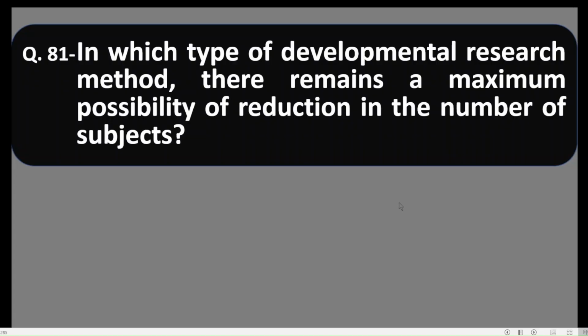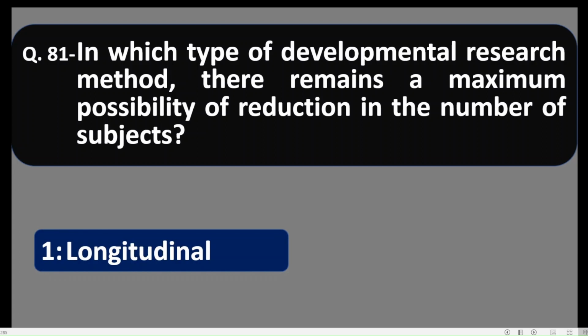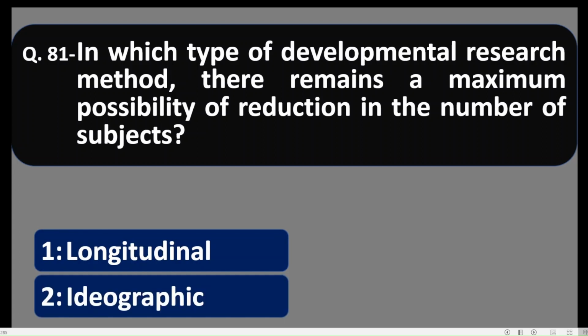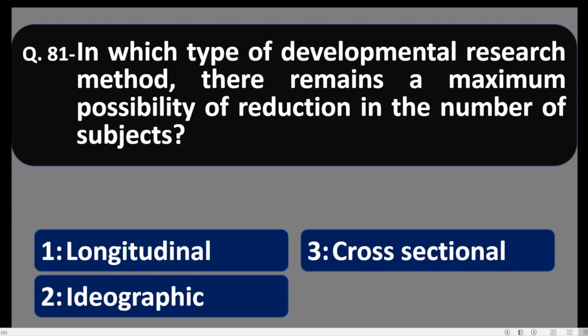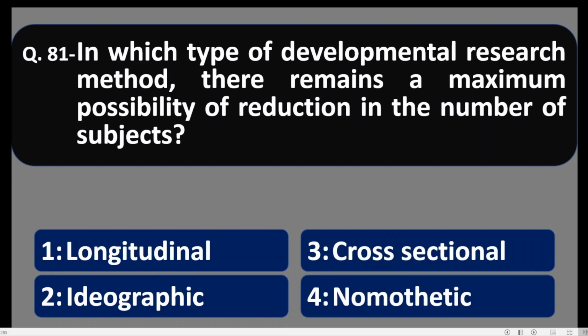Question number 81. In which type of developmental research method is there a maximum possibility of reduction in the number of subjects? Let us see the options. Number 1, longitudinal. Number 2, ideographic. Number 3, cross-sectional. Number 4, nomothetic.